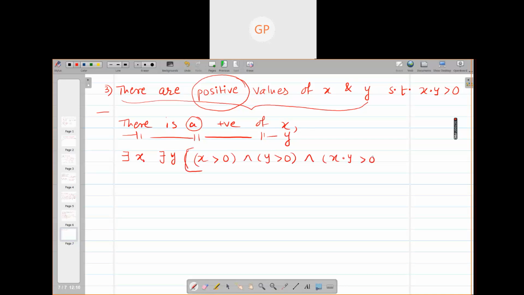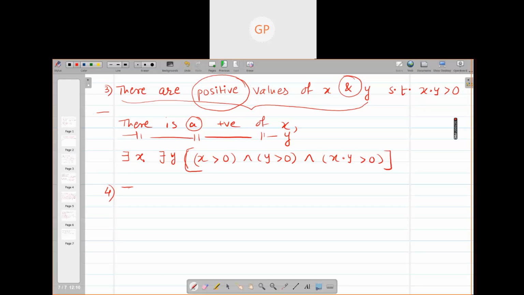Do you understand it? So nowhere is the letter and word used. You have to find out the meaning logically from that. When I say there are positive values of x and y, that means there is a positive value of x and there is a positive value of y such that x dot y is greater than 0. So we have to make a conjunction of these propositions every time.